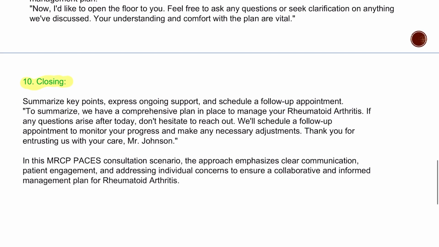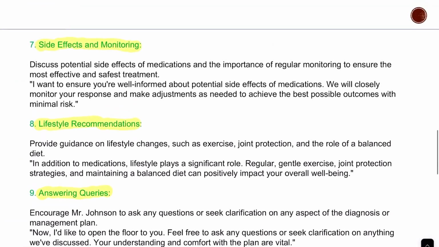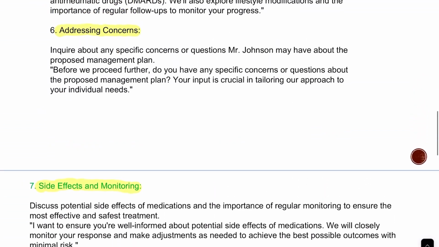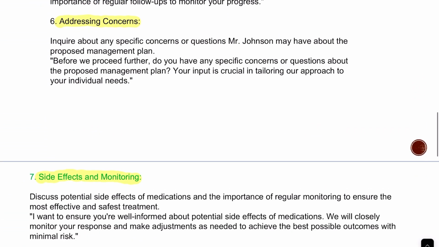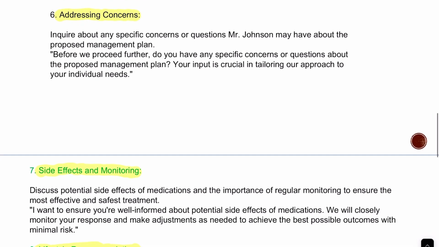So in this MRCP basis consultation scenario, the approach emphasizes clear communication, patient management, and addressing individual concerns to ensure a collaborative and informed management plan for rheumatoid arthritis. So just follow the format. For any case, you can apply this format, and it will be quite easy for you to go on with this consultation session.